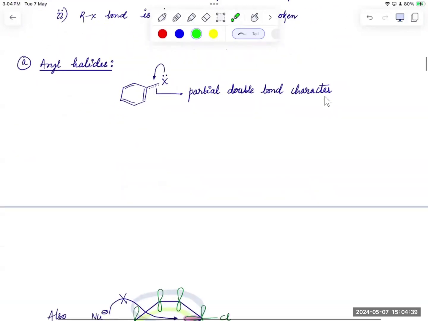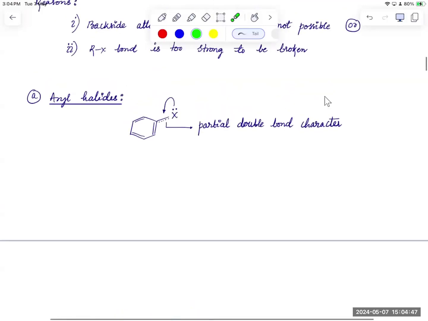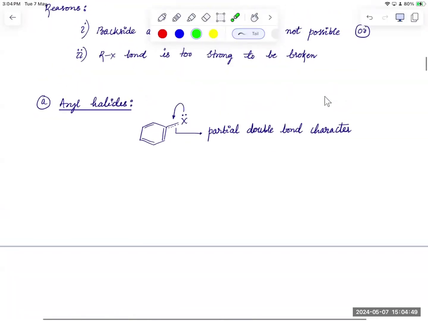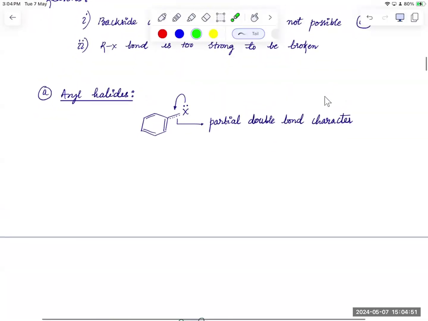Next is aryl halides. When it comes to aryl halides, you can see why they cannot have SN2 reactions. See, when it comes to aryl halides, it means a phenyl group. So this is called a phenyl group. You can see X is present here.